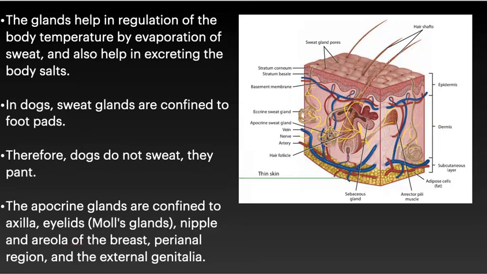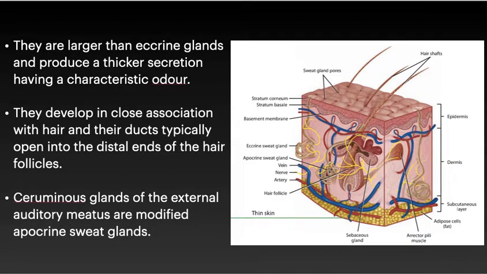The apocrine glands are confined to the axilla, eyelids, where they are called the Moll's glands, the nipple and areola of the breast, perianal region, and the external genitalia. They are larger than the eccrine glands and produce a thicker secretion having a characteristic odor, which they develop in close association with hair, and their ducts typically open into the distal end of the hair follicle over here. Ceruminous glands of the external auditory meatus are basically modified apocrine sweat glands.